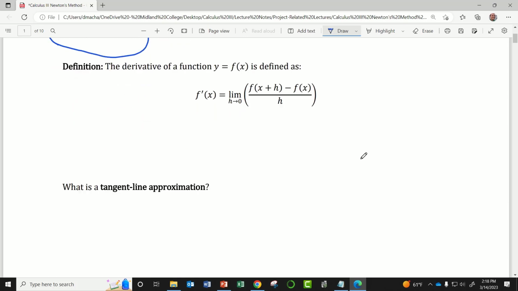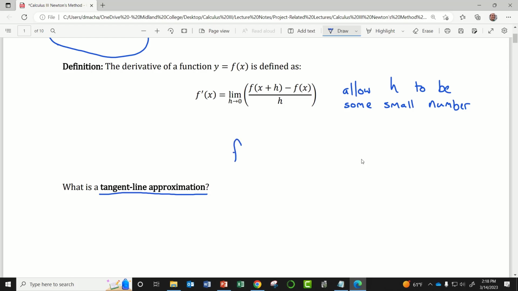If you are asked then for a tangent line approximation, here's what that means. It means instead of taking the limit as h approaches 0, we're going to allow h to be some small positive number. And heck, it doesn't even have to be a positive number, it could be a negative number. But as long as it's relatively small in absolute value, that's going to be fine.